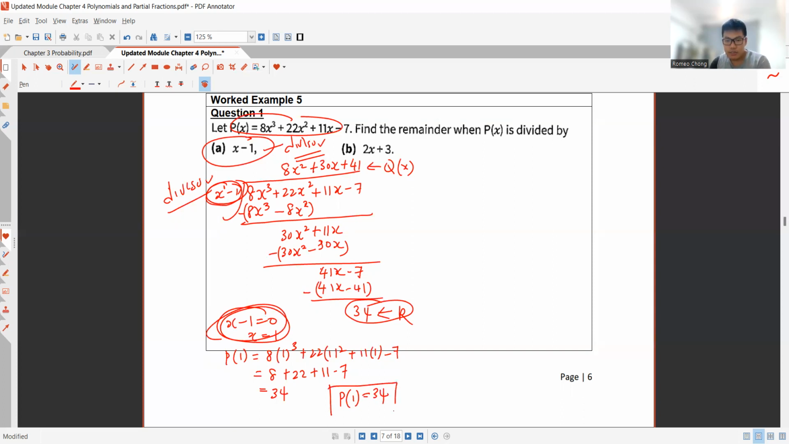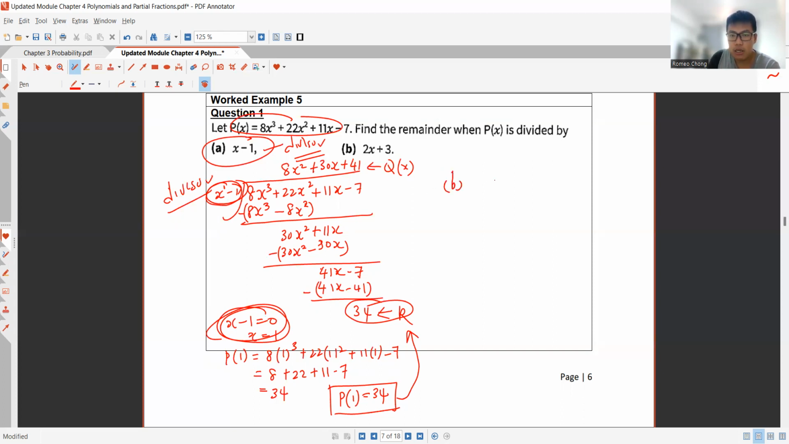And this is actually the same as what you did for the long division. So this remainder theorem is actually a shortcut to help you to get the remainder easily. Okay. Then for B, since we already proved it, for B we will do the easier one.